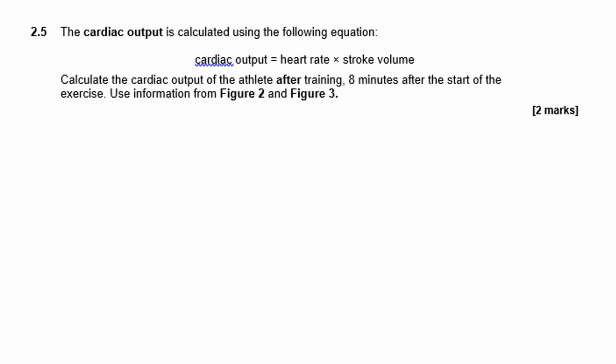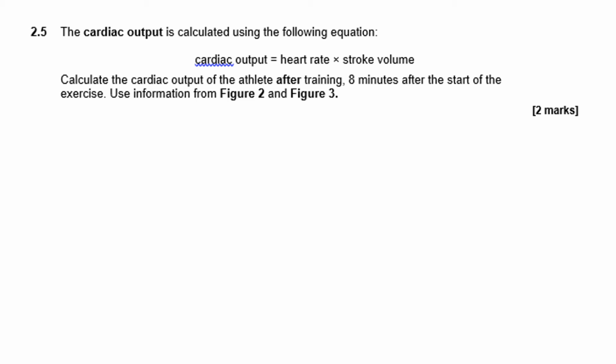So the question says the cardiac output is calculated using the following equation. So it's giving you the equation. You just have to get the numbers and put them into the equation. Calculate the cardiac output of the athlete after training 8 minutes after the start of exercise, and use information from figure 2 and figure 3, and it's worth 2 marks.